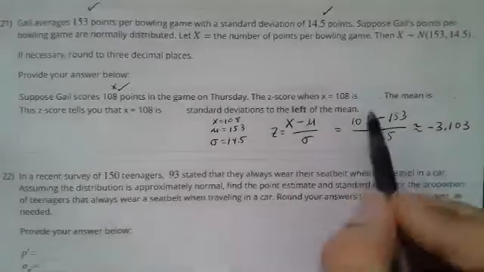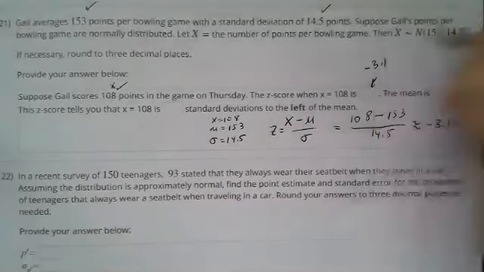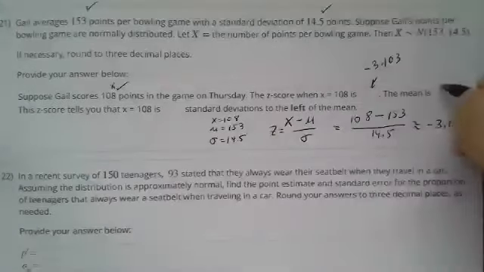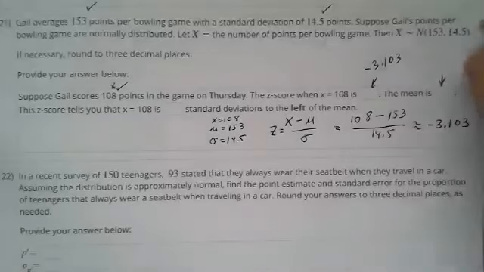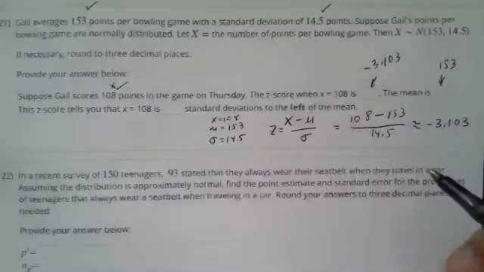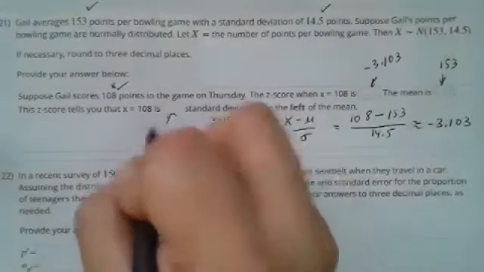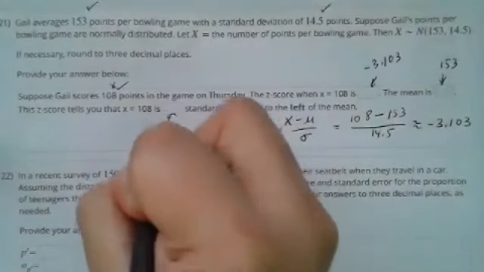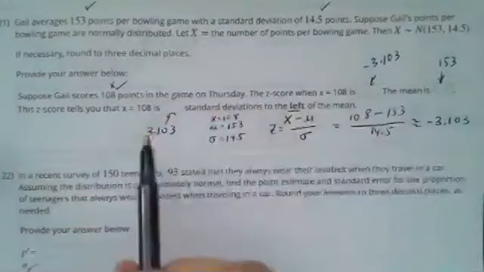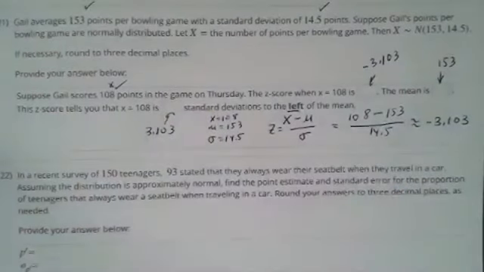And that's right here. So the z-score is negative 3.103. And then the mean is 153. That's given in the problem. This z-score tells you that X is 3.103 standard deviations to the left. So we don't put a negative here because it tells us that it's to the left.